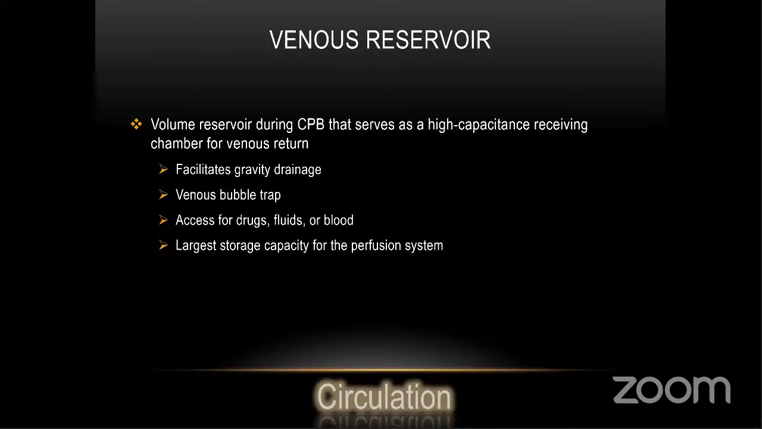So the venous reservoir during cardiopulmonary bypass serves as a high capacitance receiving chamber for venous return. It also facilitates gravity drainage and is considered a venous bubble trapper, and provides access for drugs, fluids, or blood to be added to the circuit or perfusate. It is also the largest storage capacity of the perfusion system.